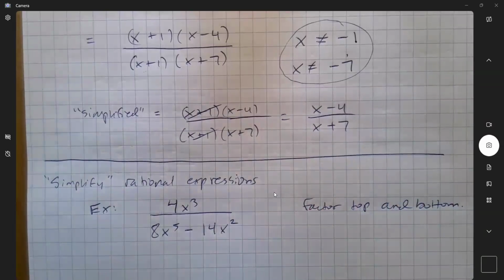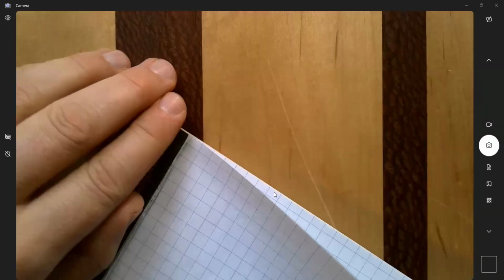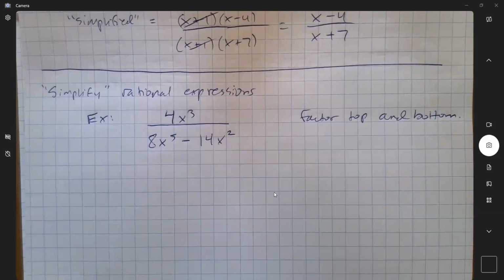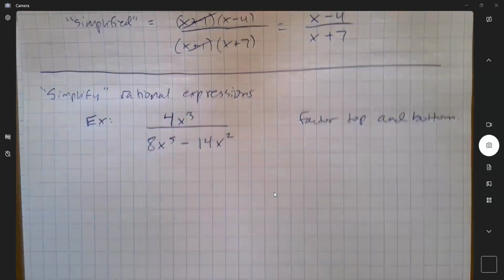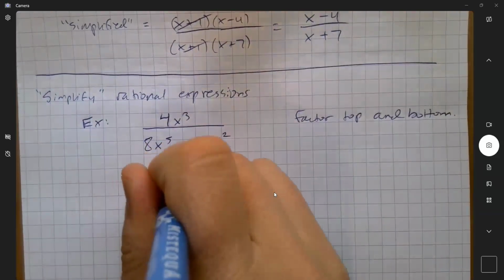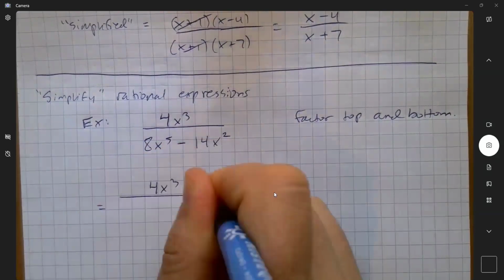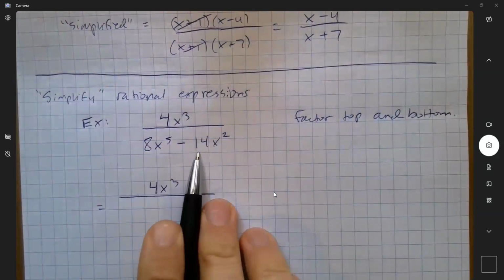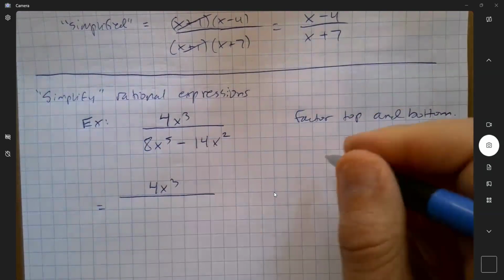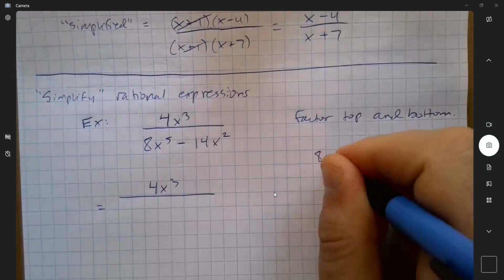Factoring is fine. Factoring maintains equality. It's when you start canceling things that you have to worry. So the top isn't really going to factor very much. I can just leave it as 4x cubed. And the bottom, I go back a couple chapters and I think about my greatest common factor. So let me do that work over here.